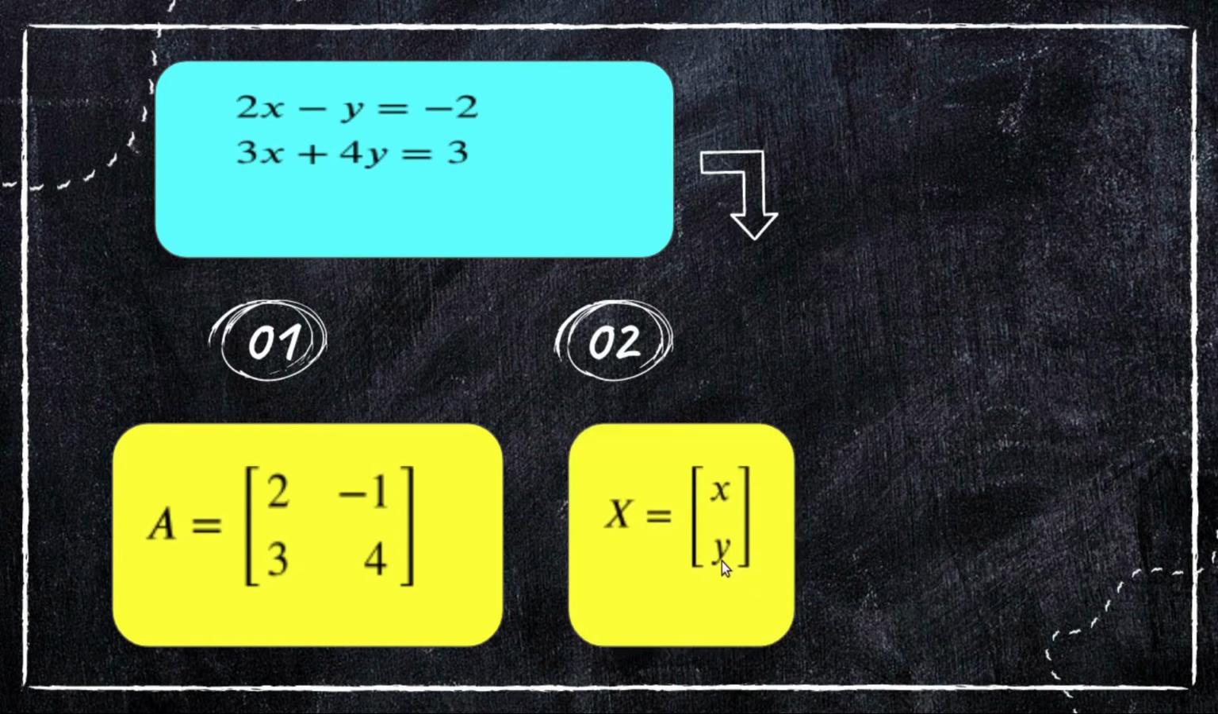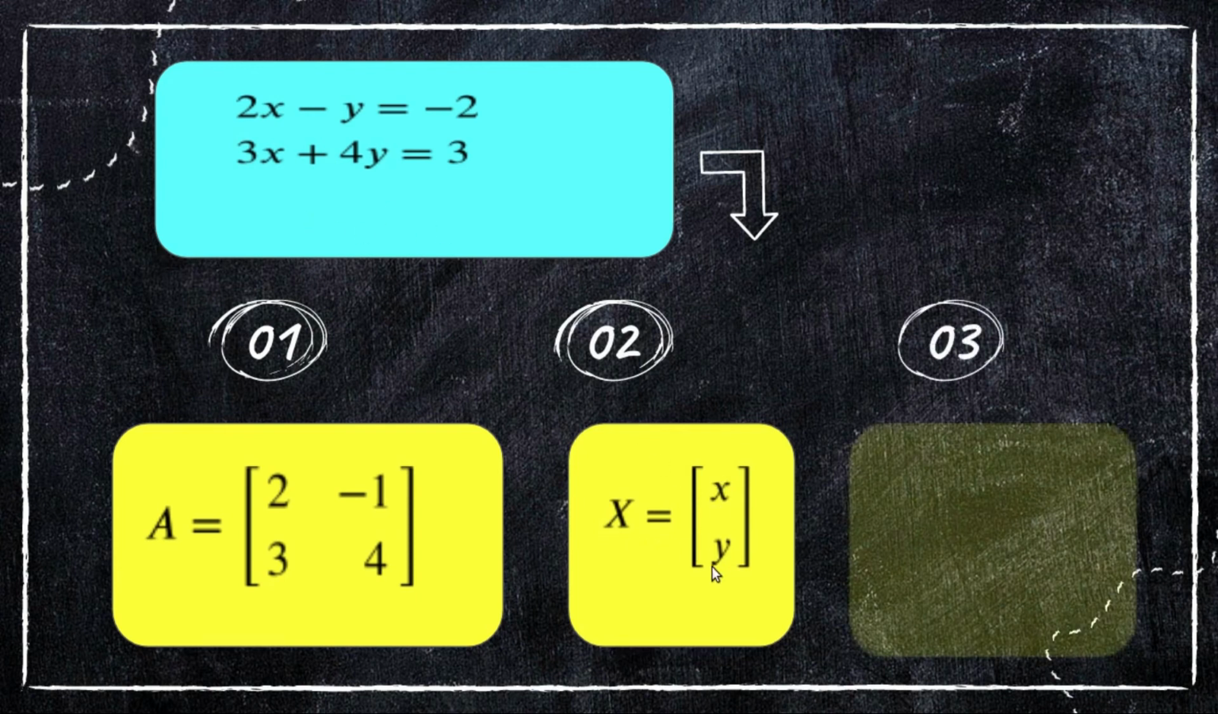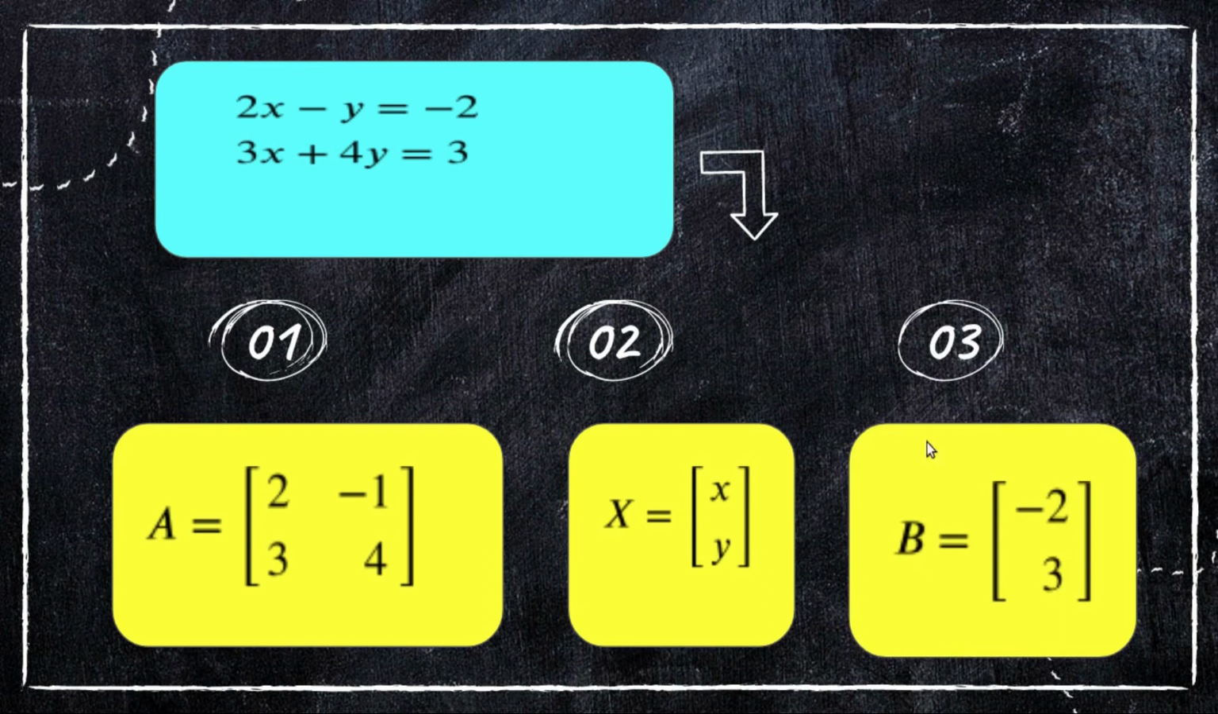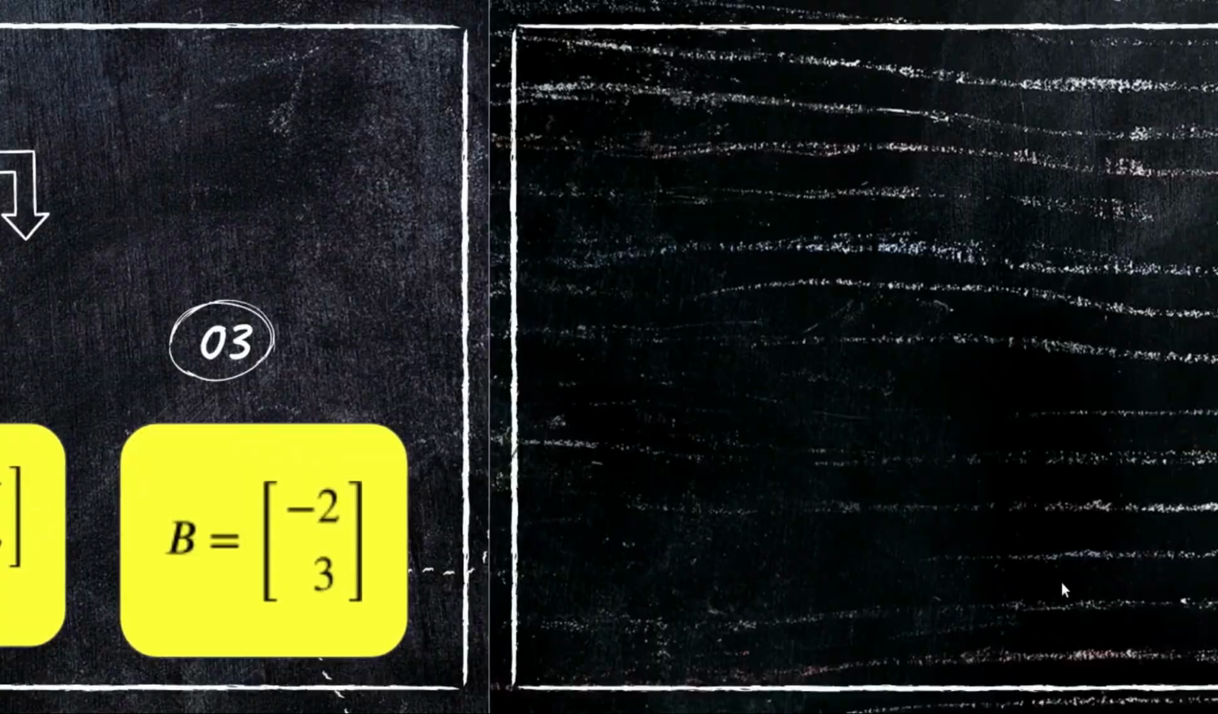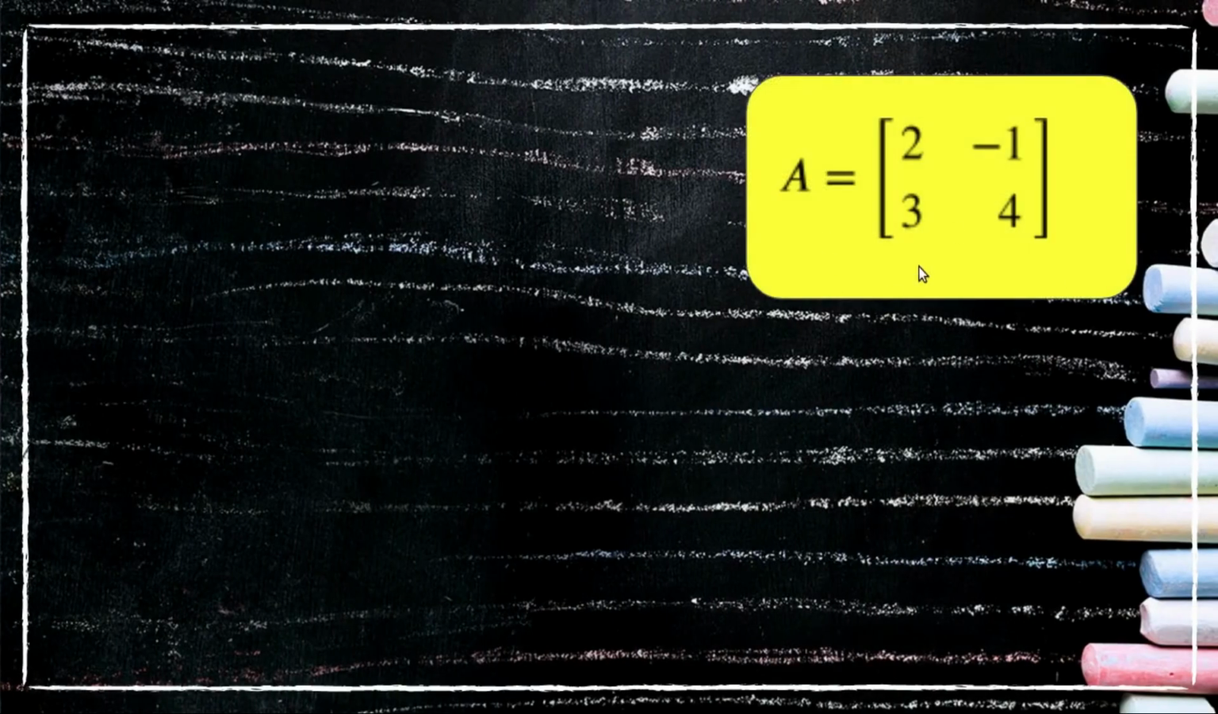X equal to matrix xy. X consists of unknowns. So here unknowns are x and y. So x equal to matrix xy. Write these constants in the matrix B. B equal to matrix minus 2, 3. Now here matrix A is 2, minus 1, 3, 4.